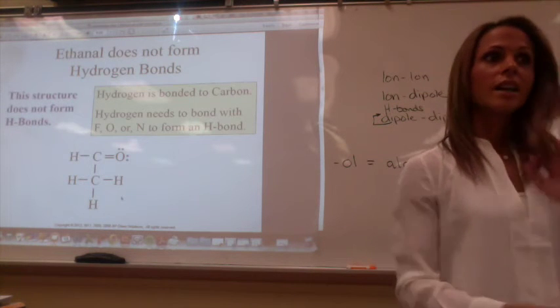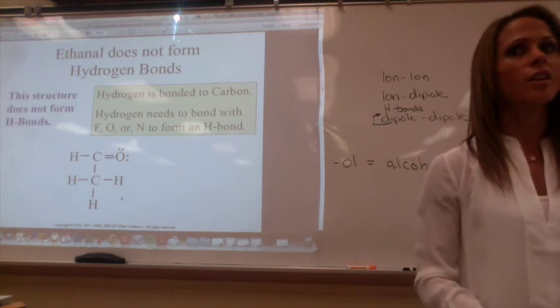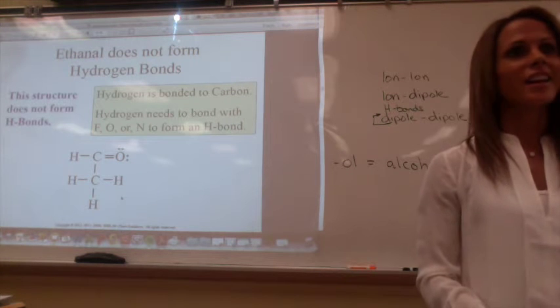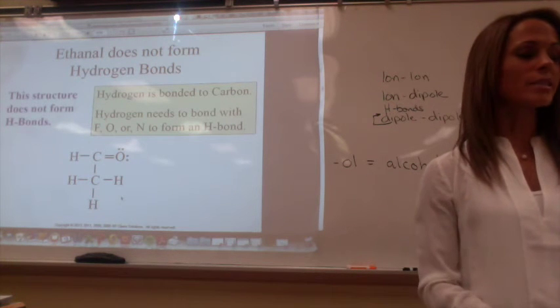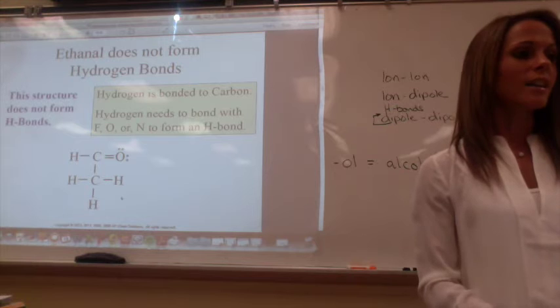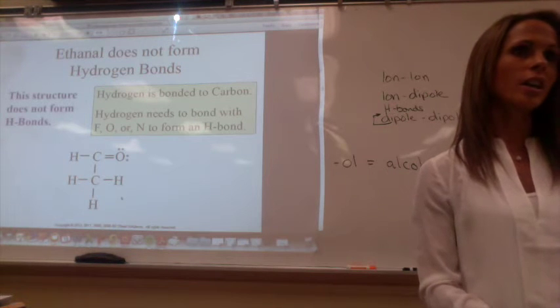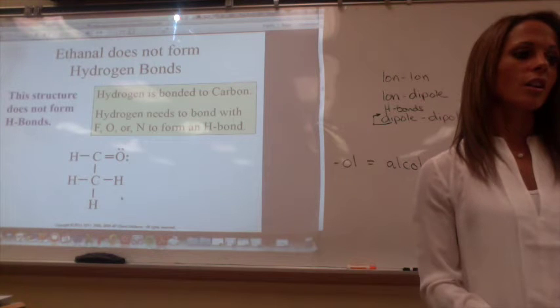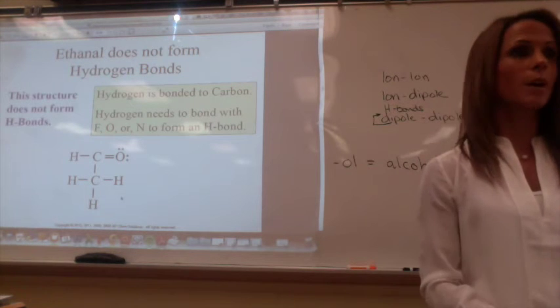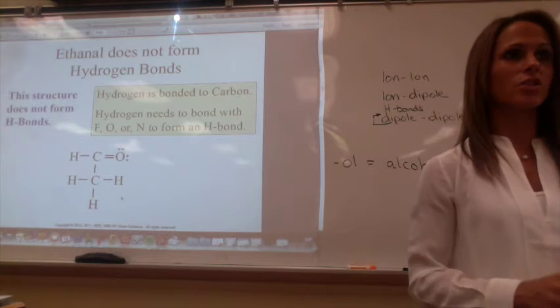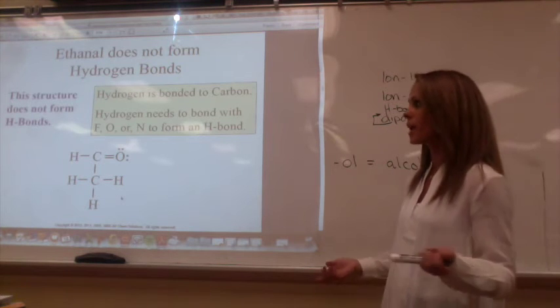Ethanol. Is this an alcohol? Why? It doesn't end in OL, so it's not an alcohol. It's ethanol. It does not form hydrogen bonds. Hydrogen is bonded to carbon. In this example, it's bonded to carbon, so it's not bonded to nitrogen, oxygen, or fluorine, so it's not going to form a hydrogen bond.